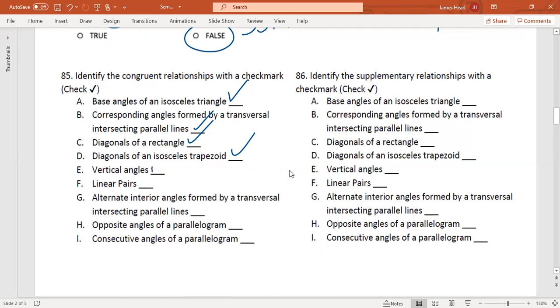Vertical angles across from each other are congruent. Linear pairs add up to 180, so that one belongs in 86. Alternate interiors from parallel are congruent. Opposite angles of a parallelogram are congruent, but the consecutive angles of a parallelogram are supplementary. That belongs over on 86's side as well. So for 85, it should be everything except for F and I, while for 86, you should have F and I.